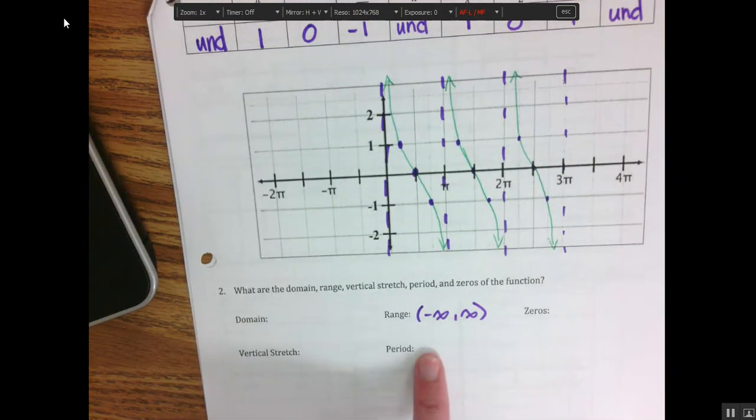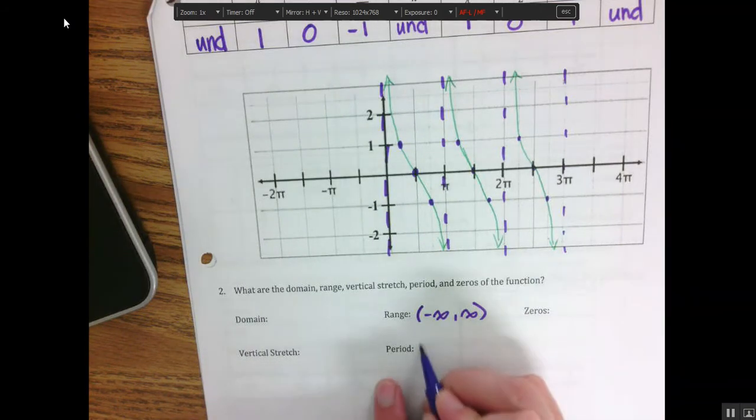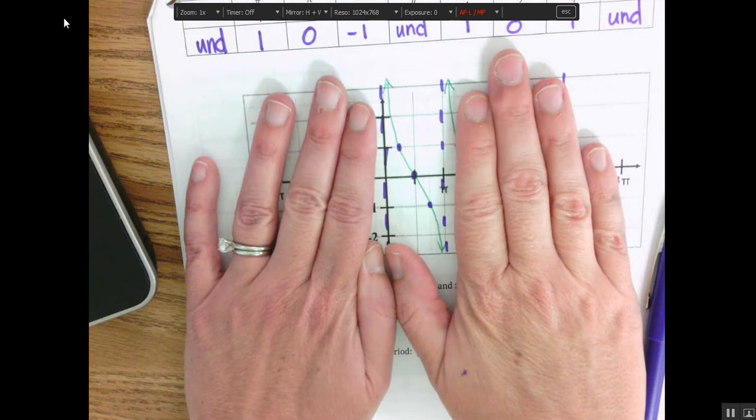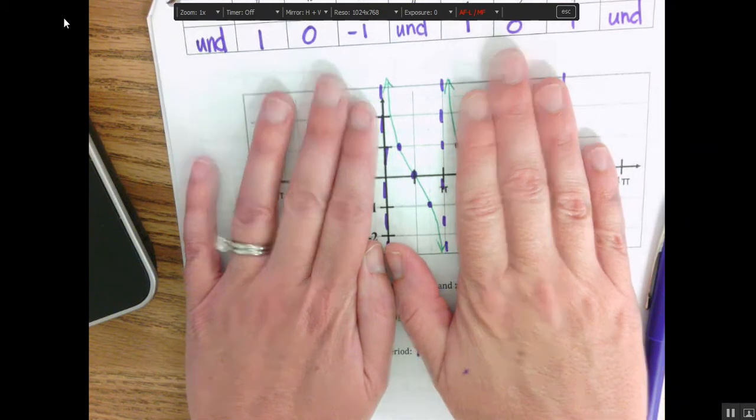All right, raise your hand if you have the period of this function, how far it goes before it repeats. I have 2 hands, 3 hands, 4 hands, 5 hands. Yumna, what'd you get? Anybody else get pi? All right, very nice. So from here to here is pi. It's a little bit easier to see that the period's pi for this function than the other one.